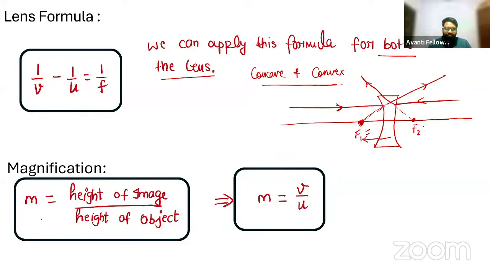Now magnification here is nothing but height of the image upon height of the object. You can use this same formula for the case of a mirror also. In case of a mirror, magnification m is given by minus v upon u. Here it is v upon u.